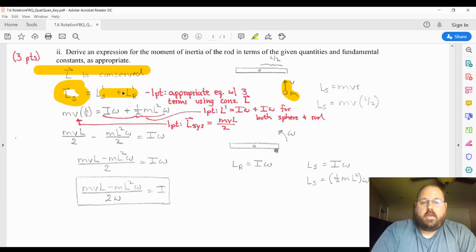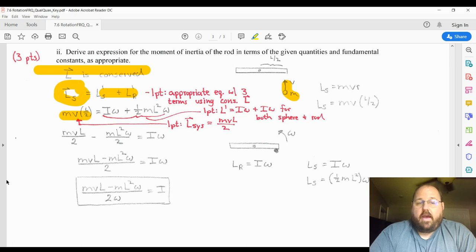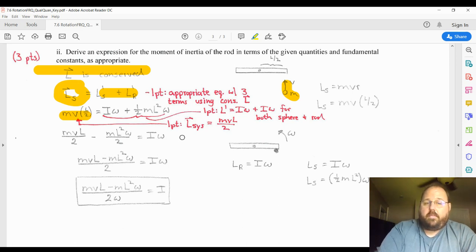So 1 point for having an equation that looks like this: the angular momentum of the spheres before the collision equals the sum of the angular momentums after the collision. Then we're going to do L equals I omega for both the sphere and the rod. So over here, that's going to look like just mv times r. That would be our third point, by the way, mvr. And then our r is L over 2. And then do an I omega and I omega.